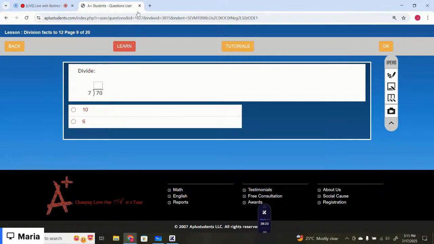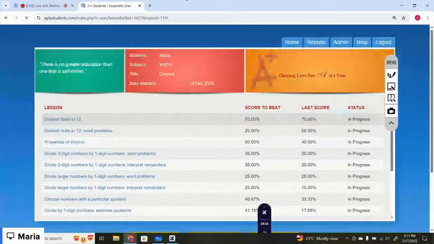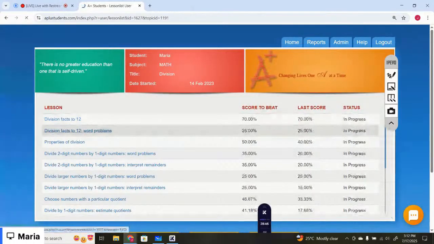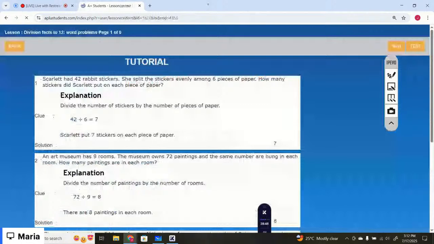That is 70. 70 divided by 7 is 10. Option number 1 is the correct option. Okay, you can complete the lesson by yourself later today. Let me just move on to next lesson. The next lesson is division facts to 12 word problems.